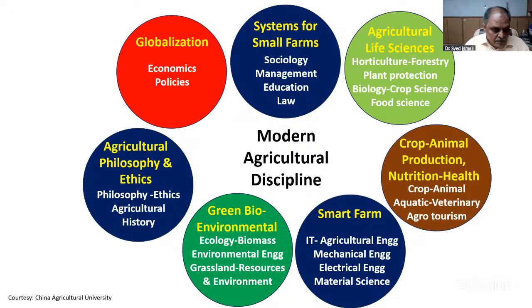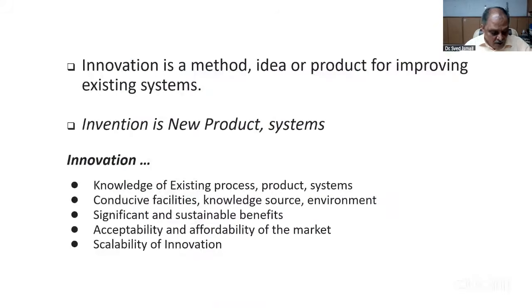And agricultural philosophy and ethics. This is another important one. I think it's a bit complex to talk about right now. We'll come back to that afterward. This is how, for example, the China Agriculture University has adopted it in Asia, just to give you an example. Now, I will cover, because we have 20 minutes more.